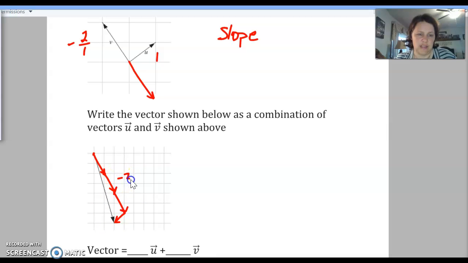So what we have is negative 3v's and negative 1u. So the sum of all of these would be negative 1u plus negative 3v, and you'll just put in the negative 1 and the negative 3 to my open math.